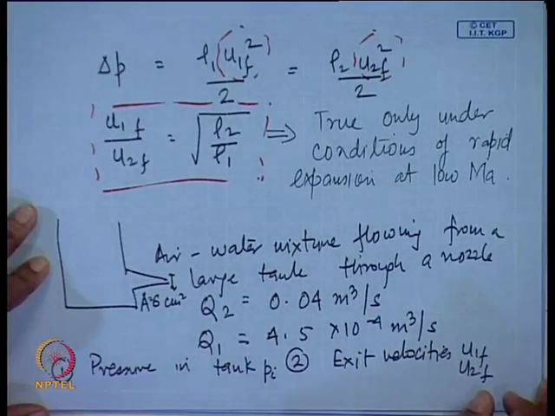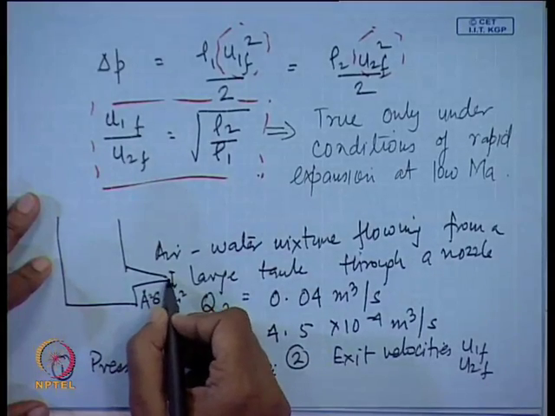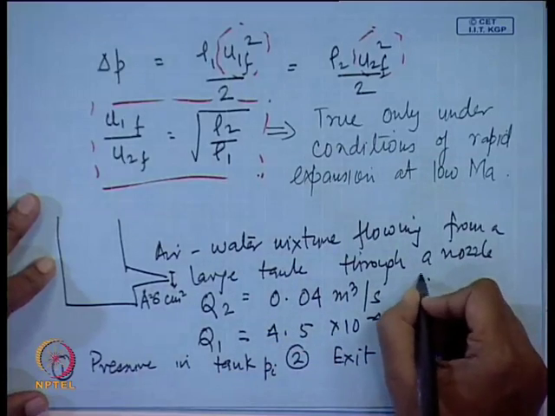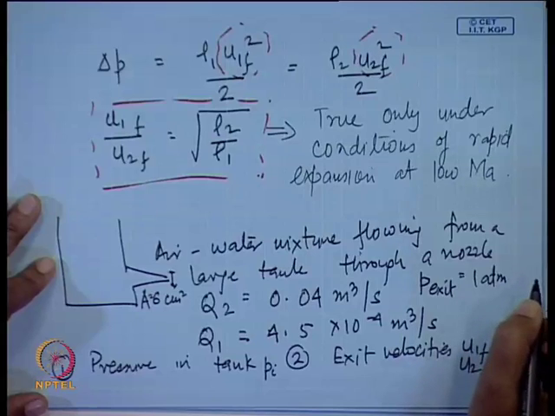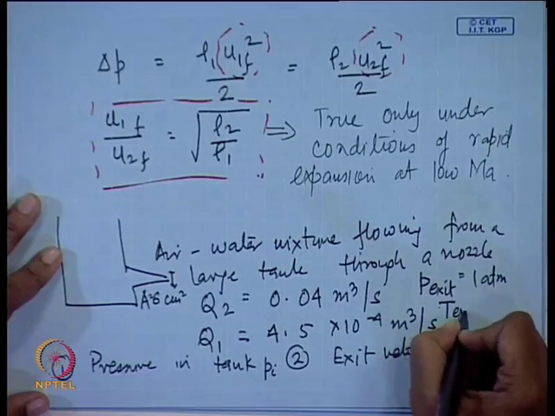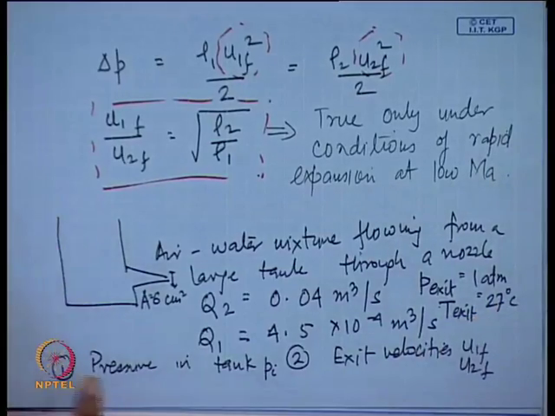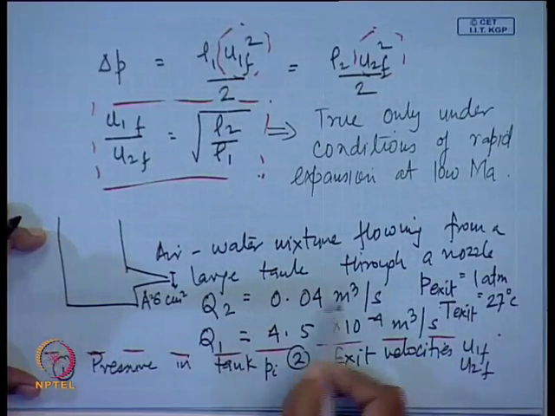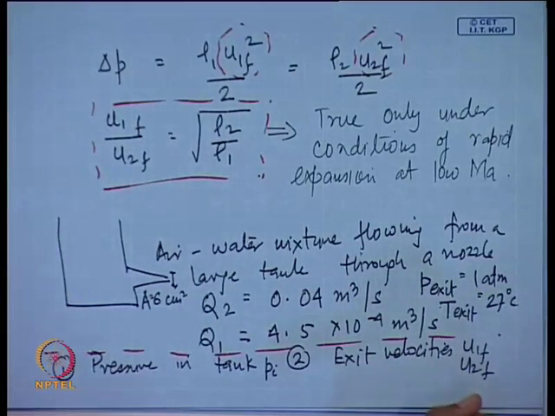One more thing is given, that is the exit pressure is atmospheric pressure. So, therefore, this discharges at atmospheric pressure. Okay. So, P exit equals 1 atmospheric pressure, and the temperature more or less remains constant at 27 degree centigrade. So, these are the data which has been provided to you.